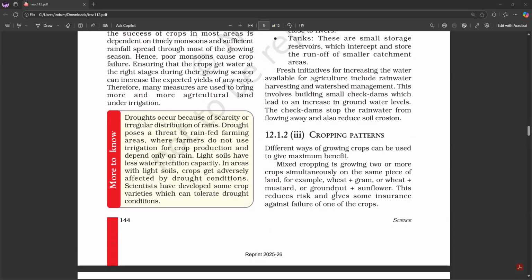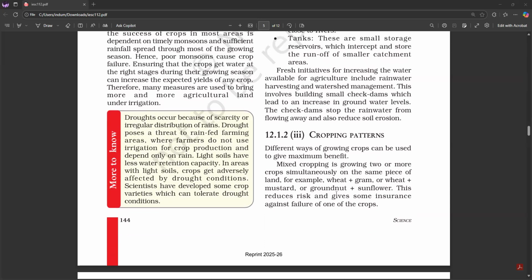Fresh initiatives for increasing the water available for agriculture include rainwater harvesting and watershed management. This involves building small check dams which lead to an increase in ground water levels. The check dams stop the rainwater from flowing away and also reduce soil erosion.